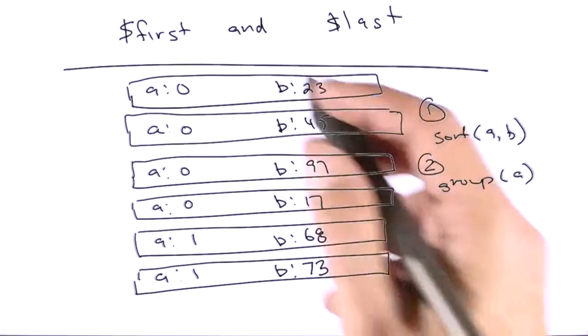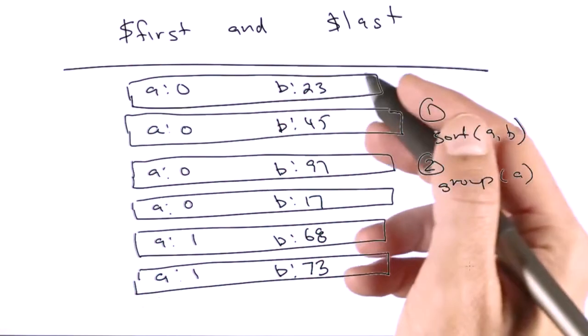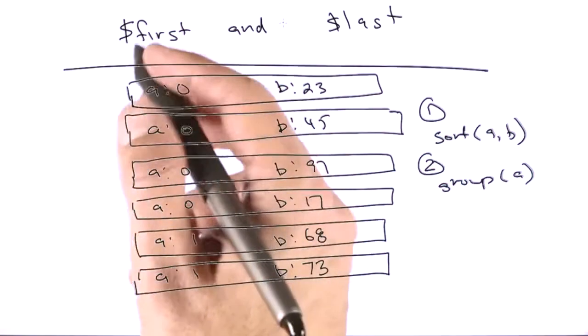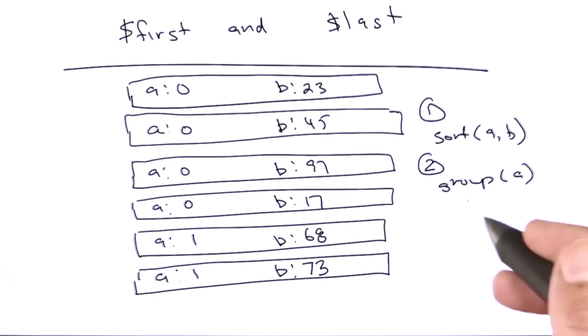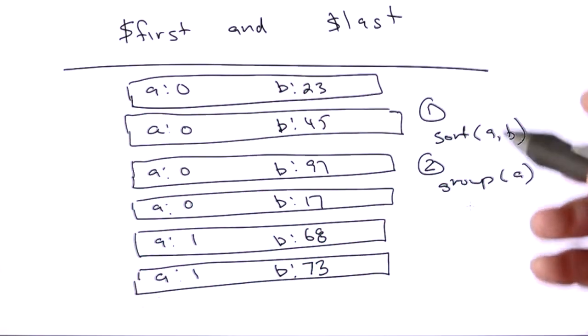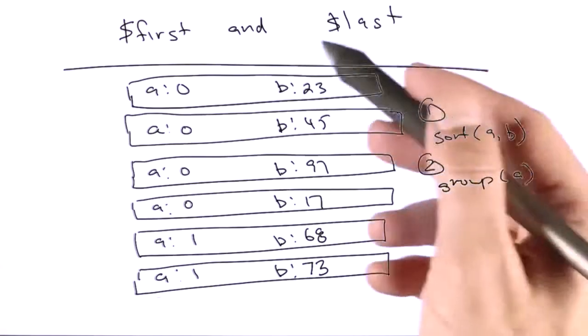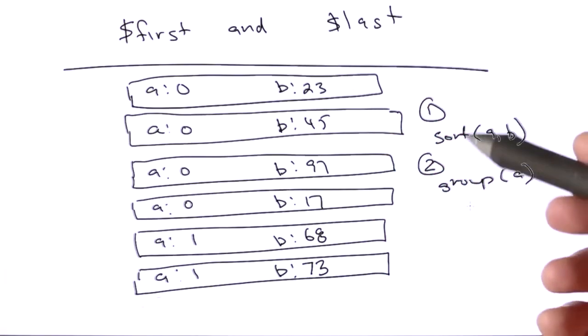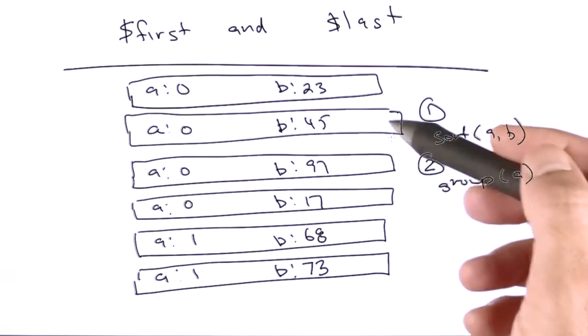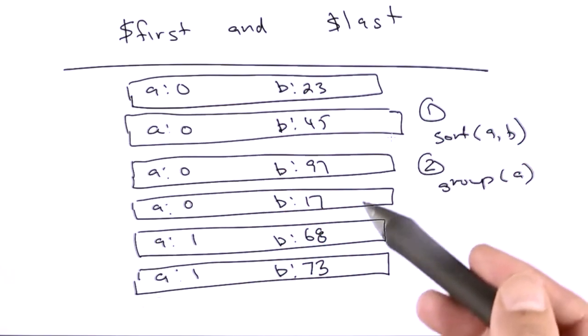Now that we've gone over how sort works in the aggregation pipeline, we can talk about first and last. First and last are group operators, and they're going to allow us to get the first or last value in each group as the aggregation pipeline processes the documents. So I think a little example will make it more clear how this works.